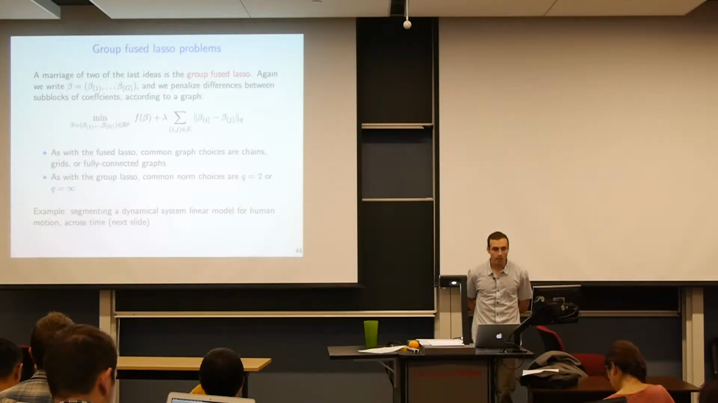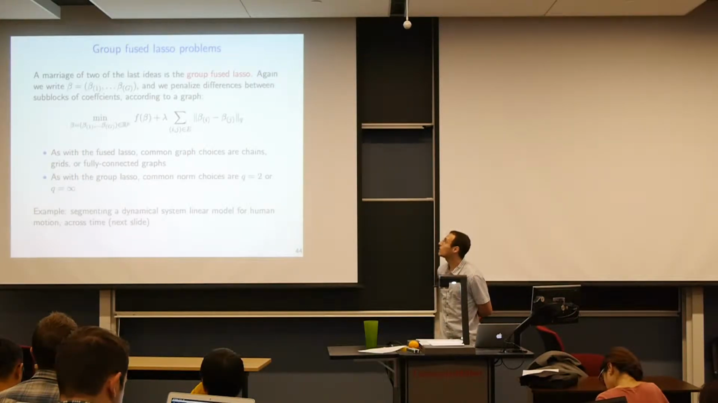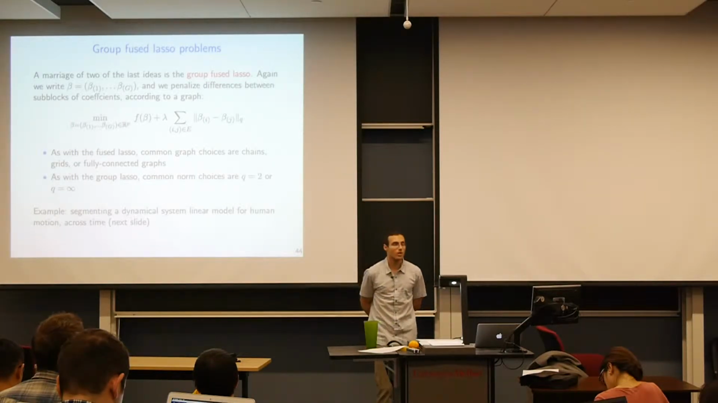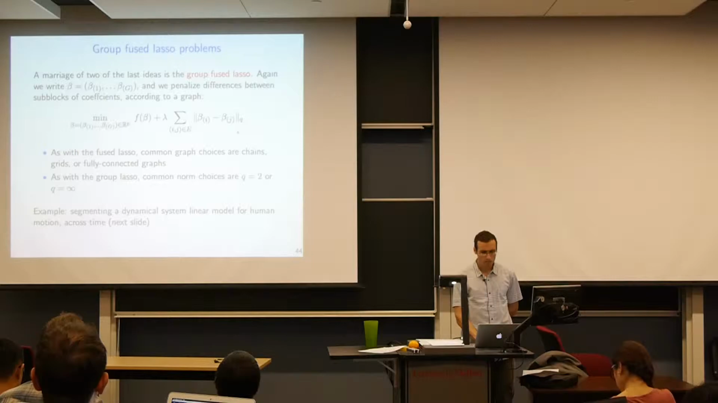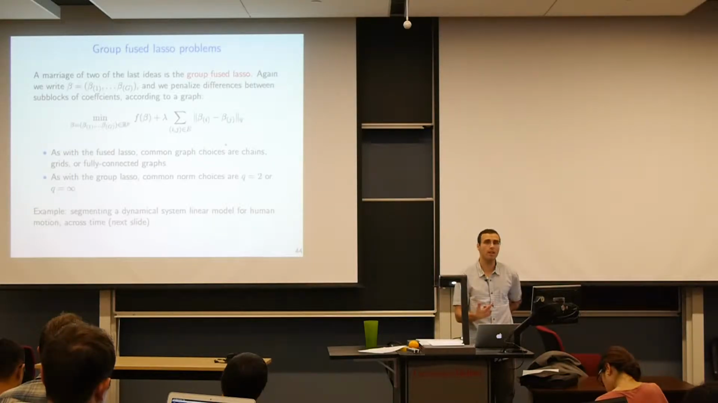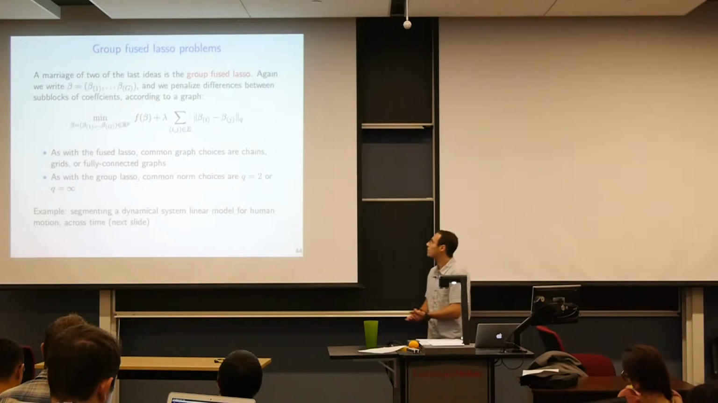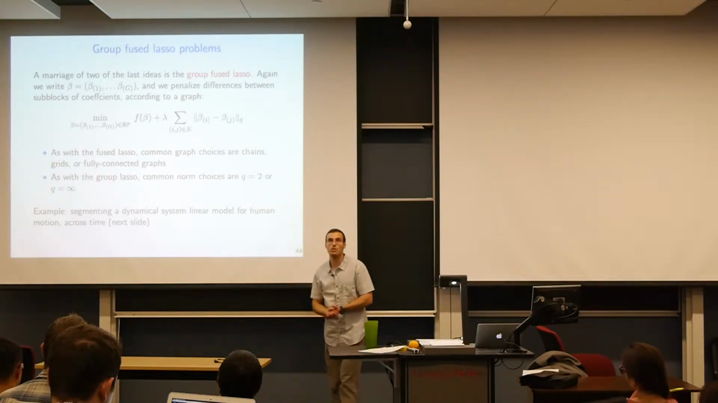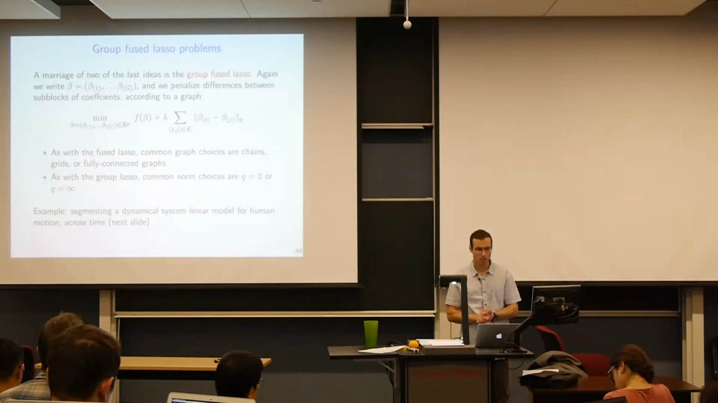And again, we can think about splitting up our variable of interest beta into blocks or into groups. And the penalty now is between differences of groups rather than just on groups themselves, as we saw with the group lasso. So as with the fused lasso, common choices for the graph are a chain, which means that I'm just looking at the difference between beta i and beta i plus 1, neighboring groups in that sense, or a grid, or a fully connected graph. And as with the group lasso, the common norm choices are just 2 or infinity, because that's going to be setting differences to be 0 exactly between some groups.